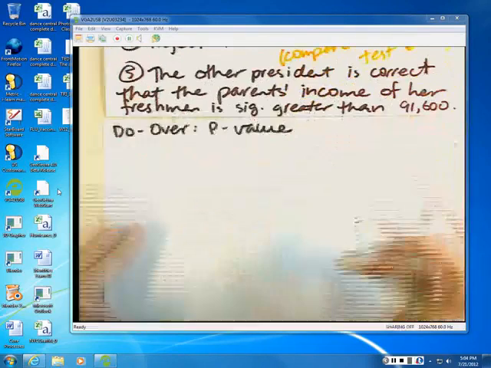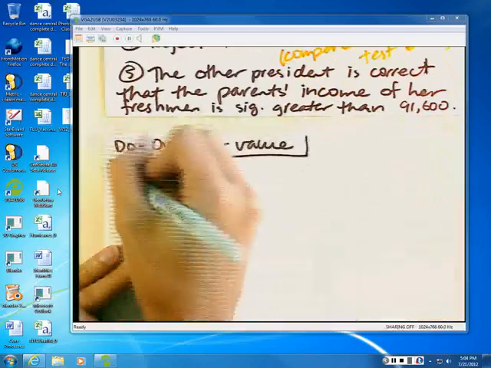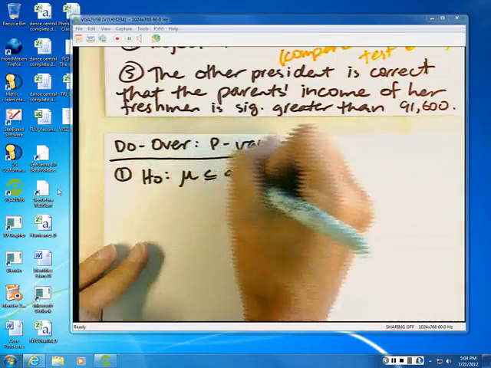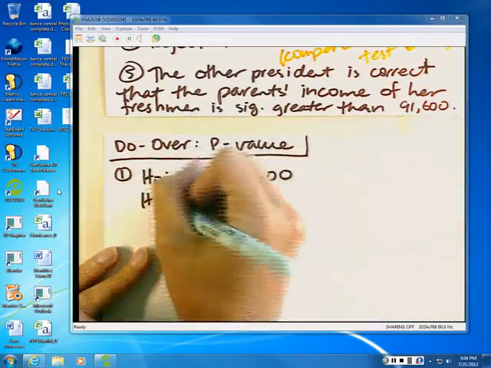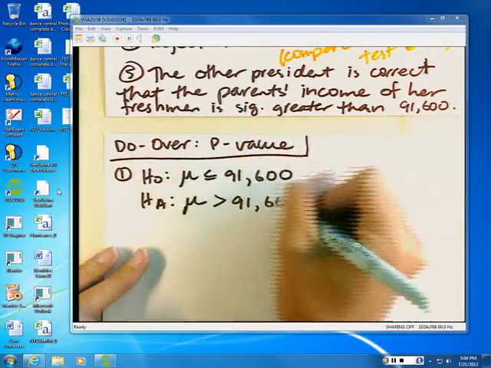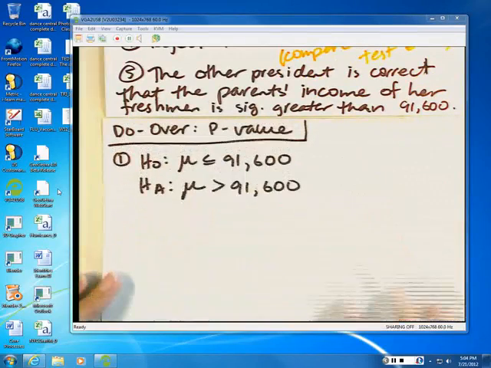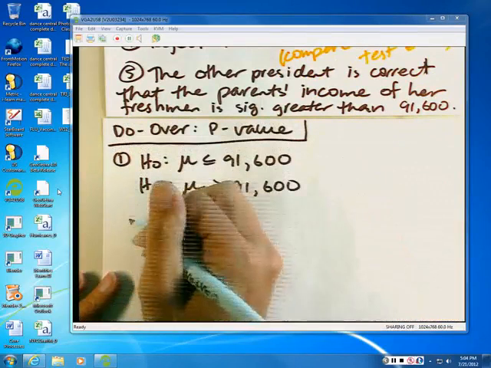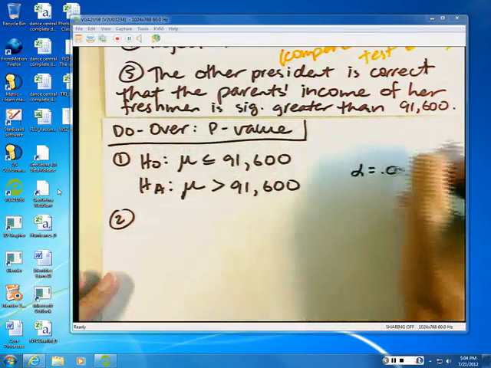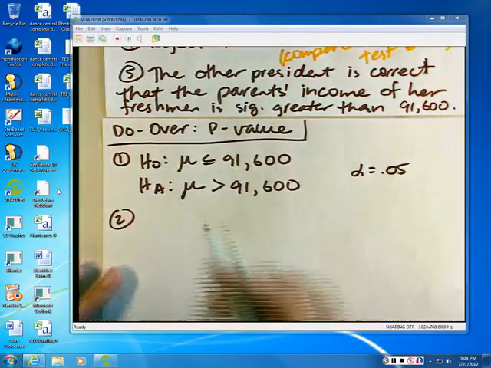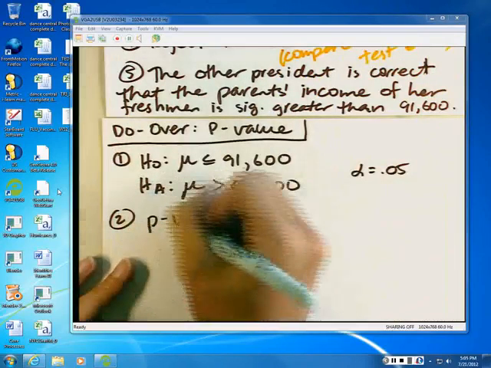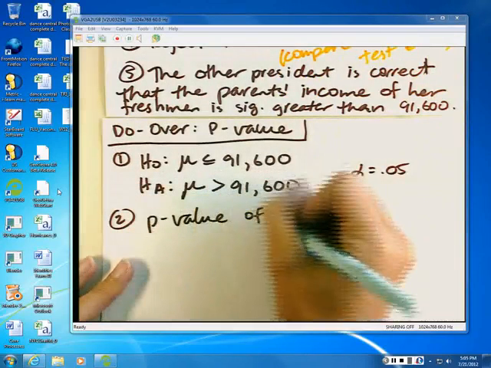So if I redo this one using the p-value, I start off step number 1 with my hypotheses. I'm just looking up above and I'm going to copy them. That doesn't change. It either is significantly greater or it's less than or equal to. Step number 2, I don't need the critical value. Because I have alpha equals 0.05, what I want to do is use the p-value. So here's the way I do it. I go ahead and pick up the p-value for step number 2 right off the calculator.